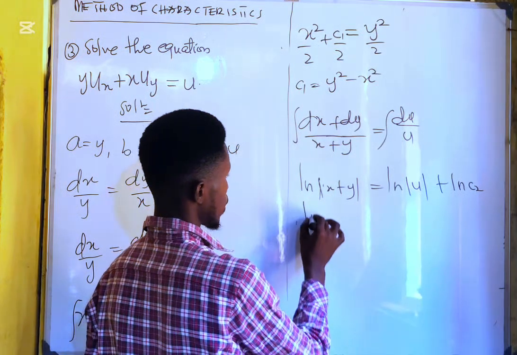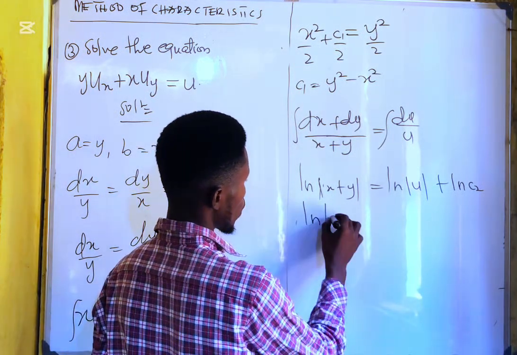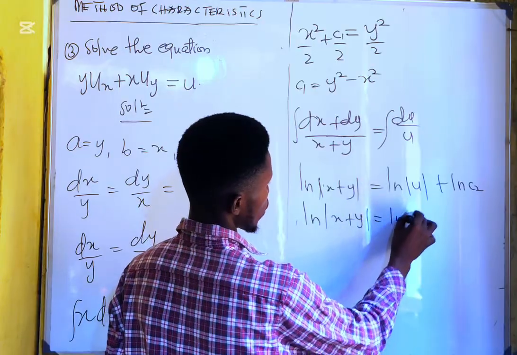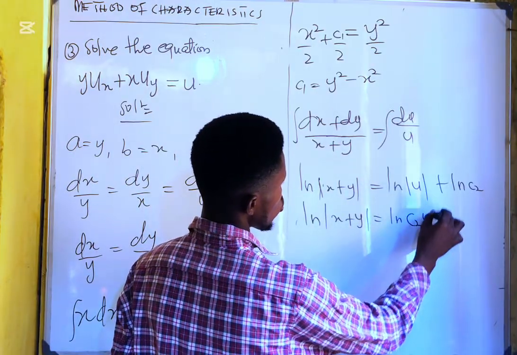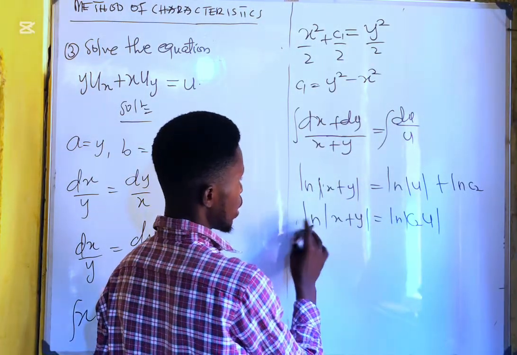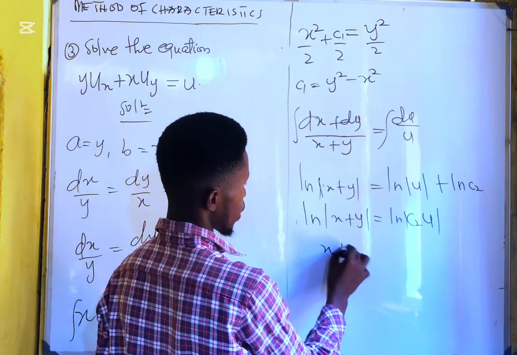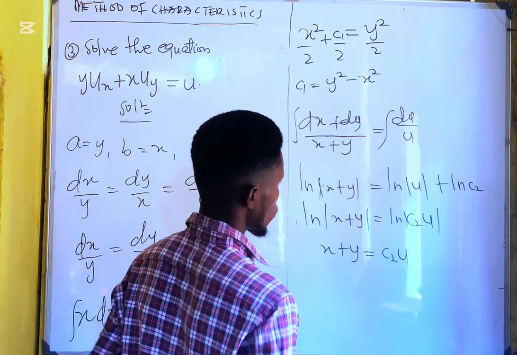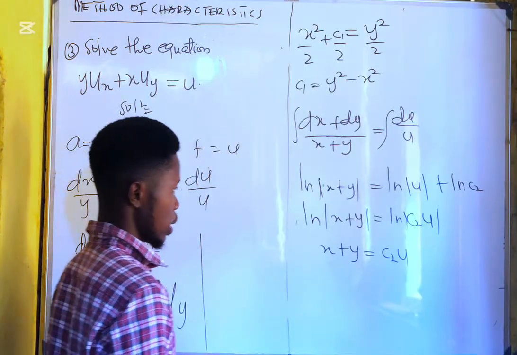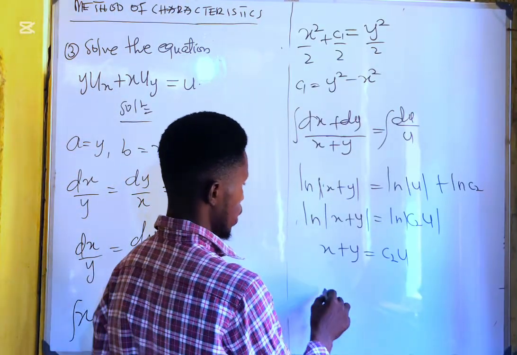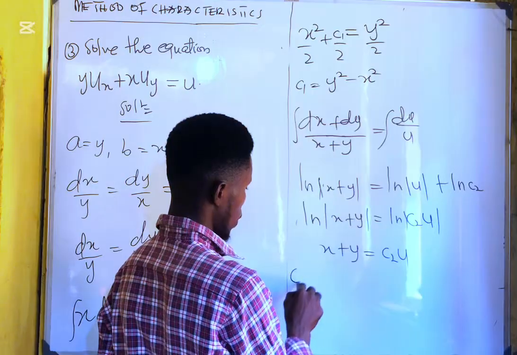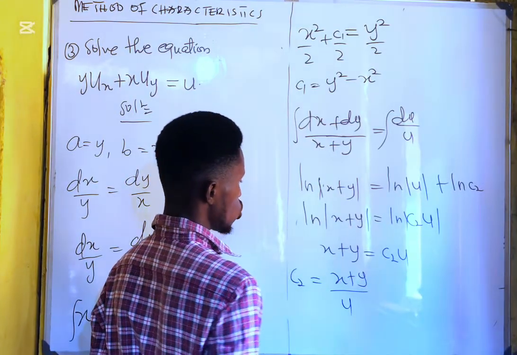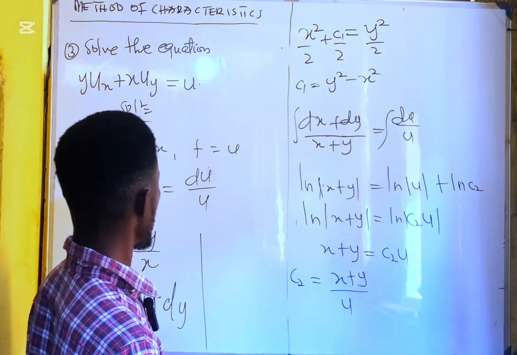So that here will give us ln of x plus y equals ln of c2 u. So if you take e on both sides, that gives you x plus y equals c2 u. So this is what you are going to get. So in this case, if I want to make c2 the subject, I have c2 equals x plus y over u. Perfecto.